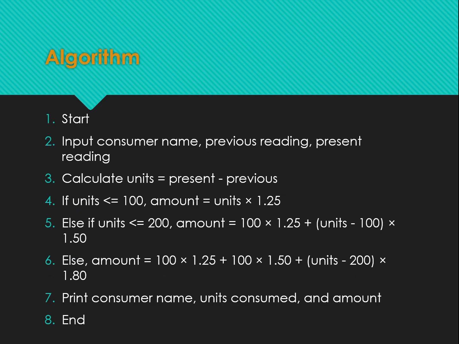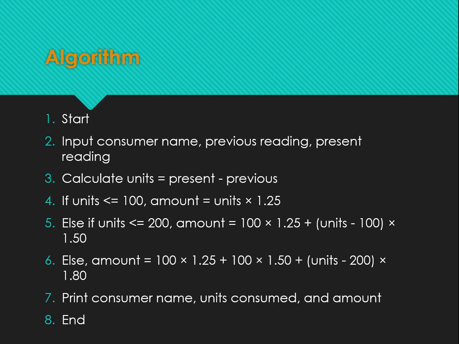Let us now understand the step-by-step logic of the program through this algorithm. Step 1. Start the program. Step 2. Accept the name of the consumer, the previous meter reading, and the present meter reading. Step 3. Calculate the units consumed by subtracting the previous reading from the present reading. Step 4. Pass the units consumed as an argument to a function named calInto. Step 5. Inside the cal function, use conditional statements to determine the bill amount based on the number of units.